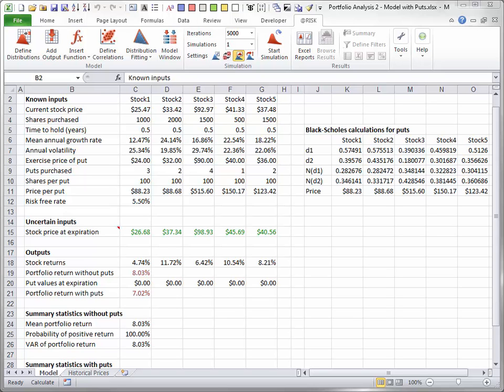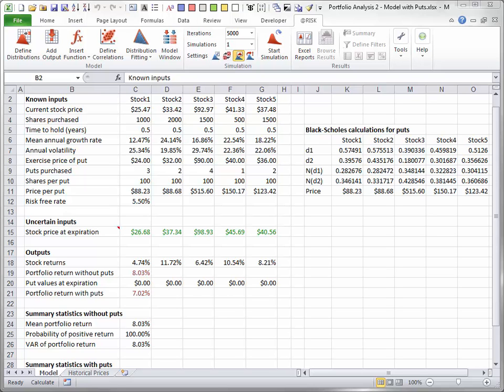One way the investor can reduce this risk is to purchase put options on the stocks. A put option allows the investor to sell 100 shares of a stock at a fixed exercise price at a fixed exercise date, here taken to be 6 months from now. The idea is that if the stock price drops below the exercise price, the investor can sell high and buy back low.